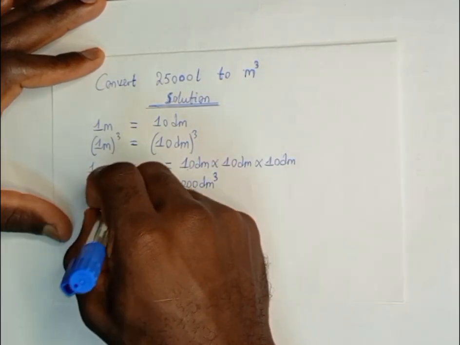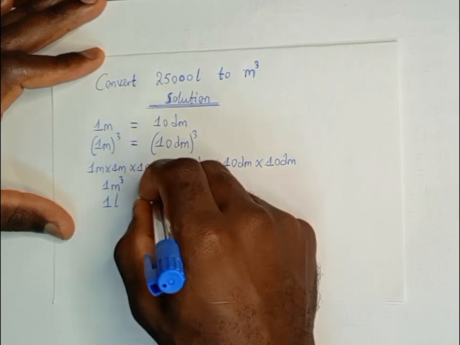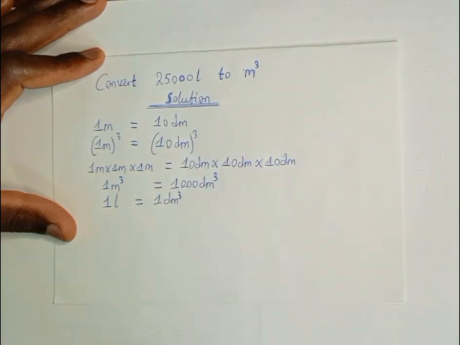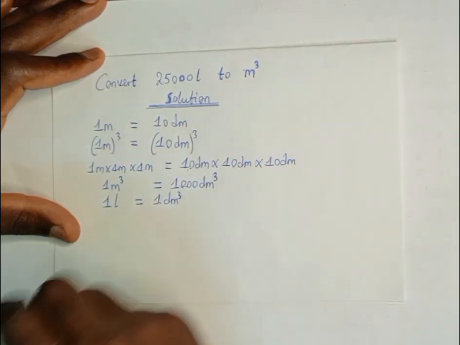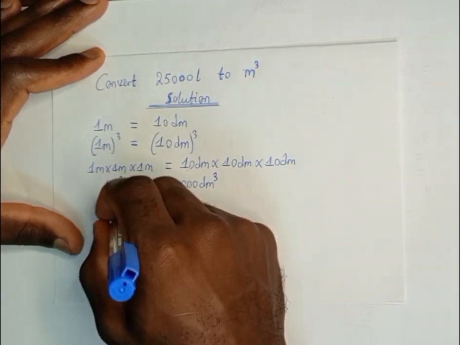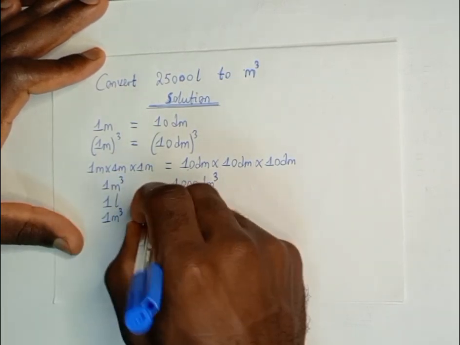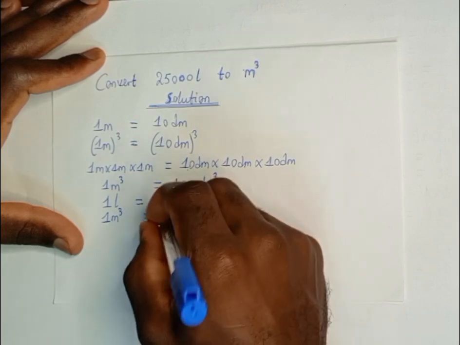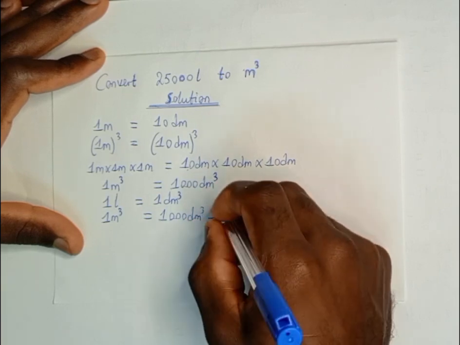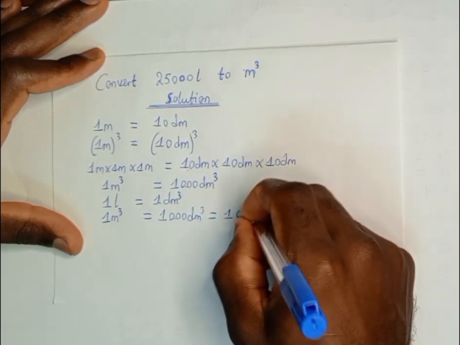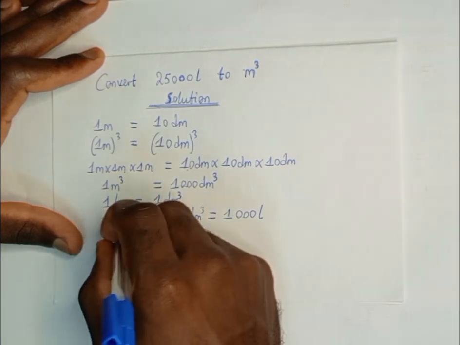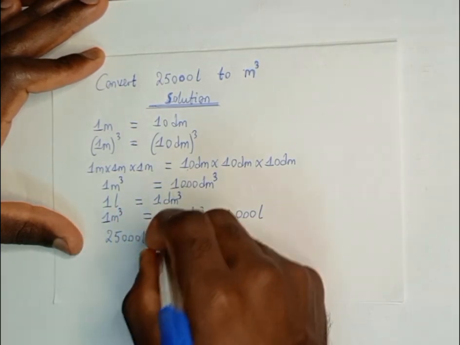We know that 1 liter is equal to 1 decimeter cube. So it simply means 1 meter cube, which is equal to 1000 decimeters cube, will be equal to 1000 liters.